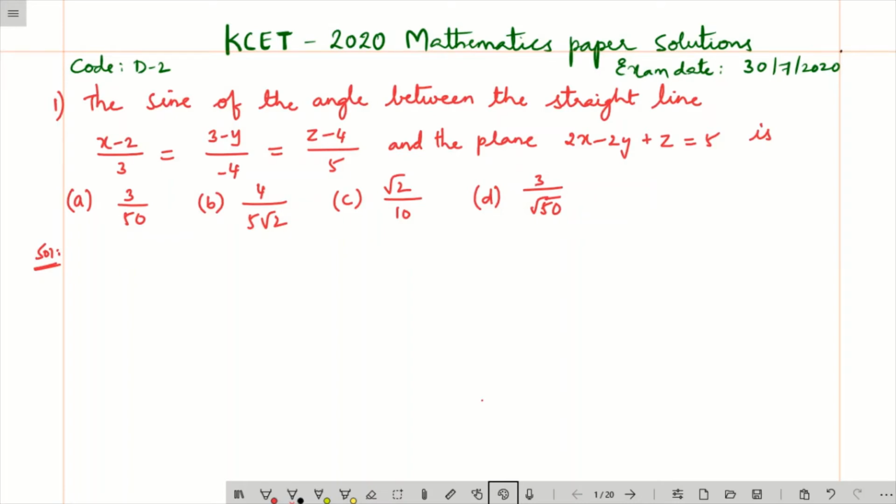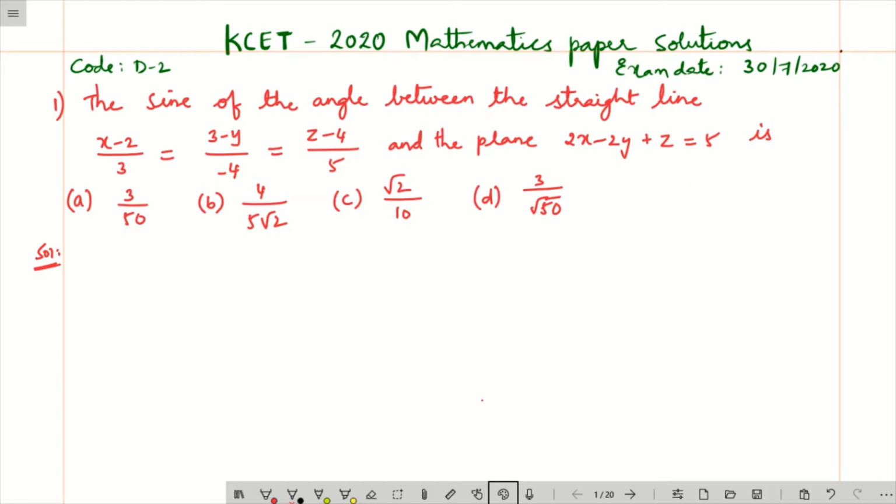Hello students, let's solve the KSET 2020 mathematics paper which was conducted on 30th July 2020. First question: the sine of the angle between the straight line (x minus 2)/3 = (3 minus y)/(-4) = (z minus 4)/5 and the plane 2x minus 2y plus z equals 5 is how much?